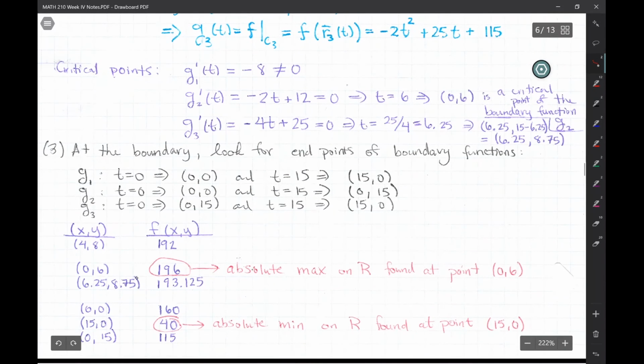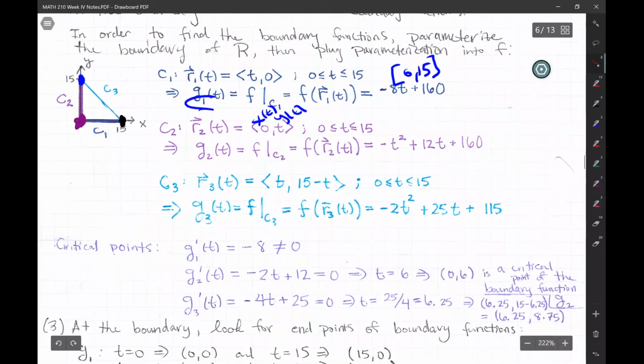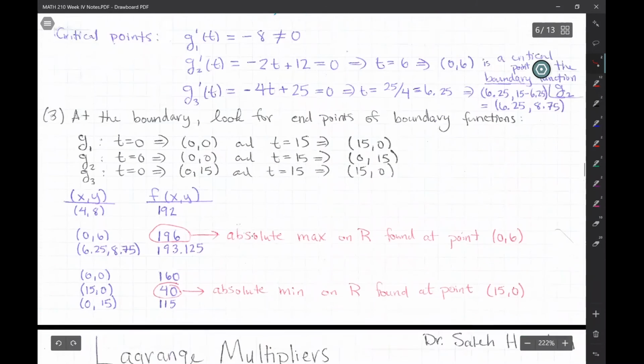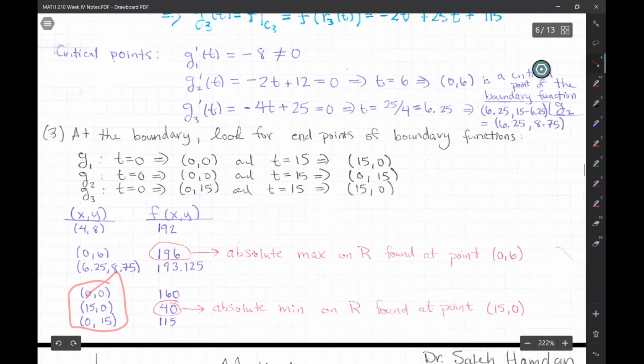Do the same thing for the rest of the points. So what are these 2 points? These 2 points came from category 2, critical points of the boundary functions. And these 3 points, where did they come from? They came from the endpoints of the boundary function. And now we take a look at all of the values of f at all of these candidates for our absolute extrema. And we find that the highest value is 196, and so it is the absolute max on R. And the lowest value is 40, and it's the absolute min on R, found at the point 15, 0.